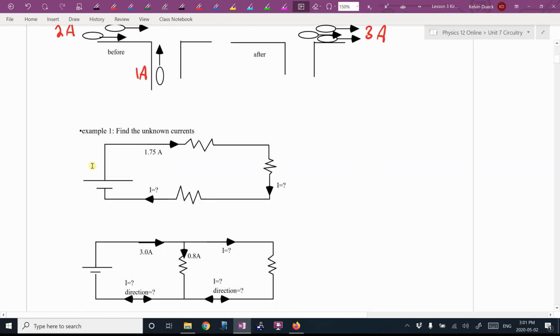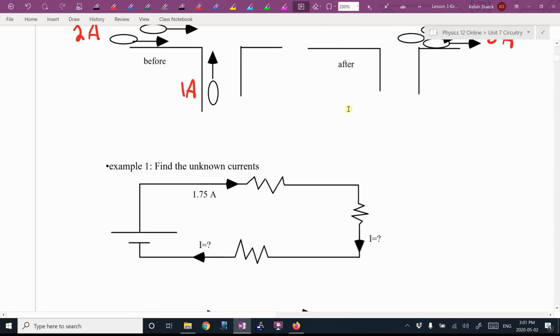So example one says, find the unknown currents. I'm going to zoom in just a little bit. When I'm solving a circuit, the first thing I want to do is figure out which way is downhill. Here's my battery. The longer line is the positive line. The shorter line is the negative line. And we said current is defined as flowing from positive to negative. So I always put little arrows. This is what I'm going to encourage you to do first. Put little arrows on your circuit, letting you know which way is downhill. That also lets you move through the circuit and get a feel for it.